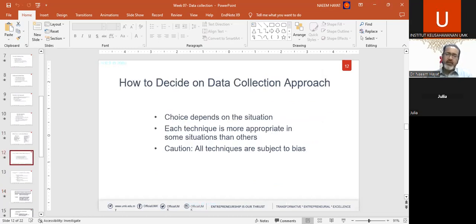How to decide on the data collection approach? As I told you, all the approaches are good enough, but it depends on the situation and the question at hand. Each technique is more appropriate in some situations than others. We need to understand all the approaches, first hand, secondary, semi-structured, or structured approaches of data collection. They have their own pros and cons, and we need to understand how and where to use them, and what the precautions or preconditions are. So we need to keep that in mind.